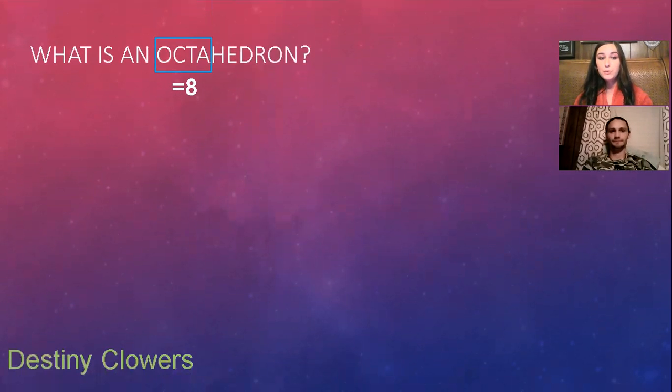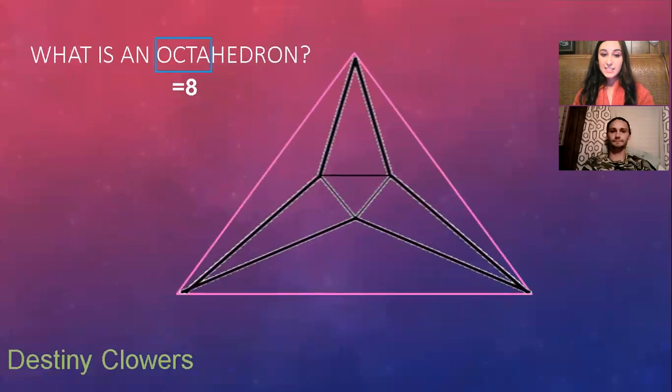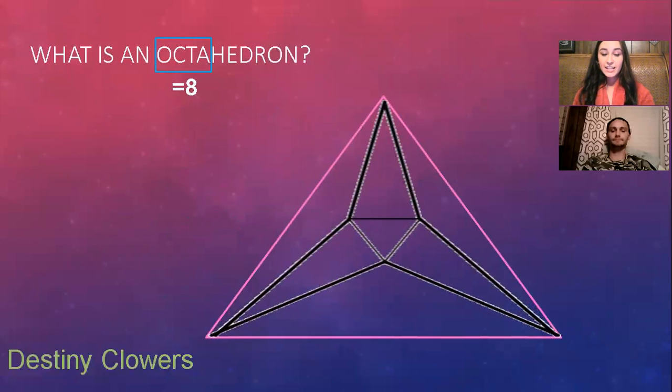Since octa means 8, this is probably going to have 8 sides or 8 faces, whatever this might be. So we're going to take this shape right here and count all of the faces to see if it adds up to 8. This first face is 1, and when we're counting, we're looking at the individual triangles within the big triangle. So there's going to be 8 triangles.